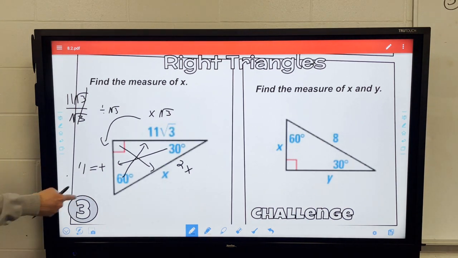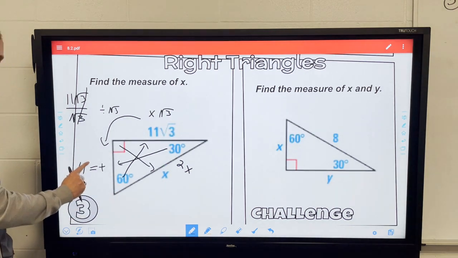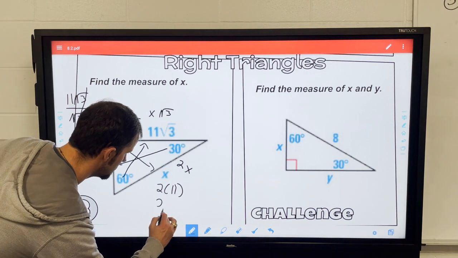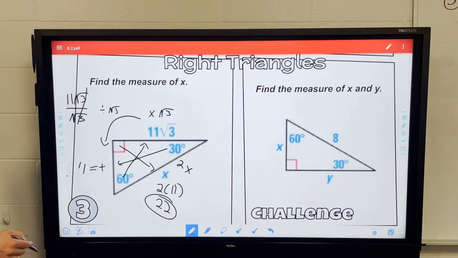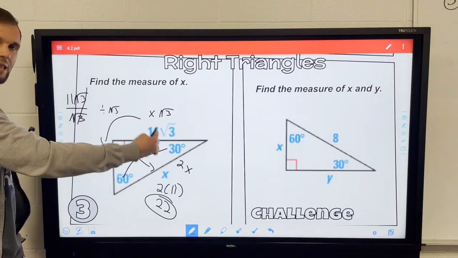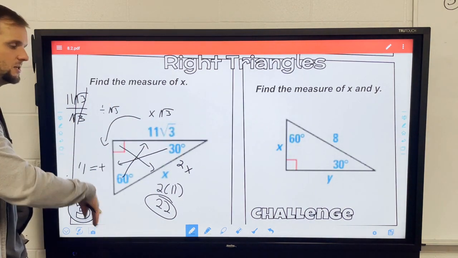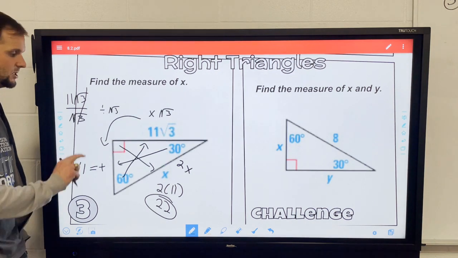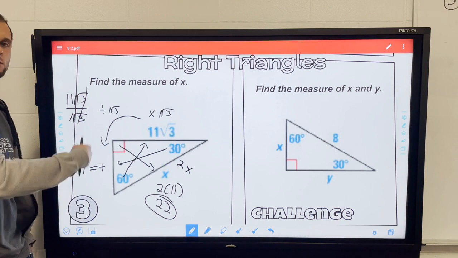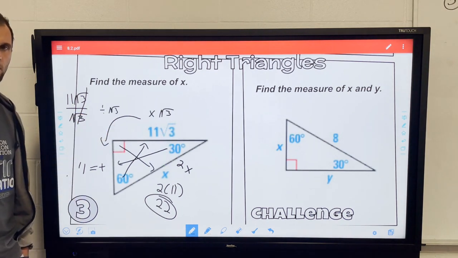And so now to find my hypotenuse, I'm going to do 2 times that. So 2 times 11 is going to give me 22. So ladies and gentlemen, my hypotenuse is going to be 22. So if you're able to utilize this template, it makes it a lot easier to go back and forth from side to side just by knowing the situation and knowing that this multiplies to that. So I just need to divide to go backwards, okay?